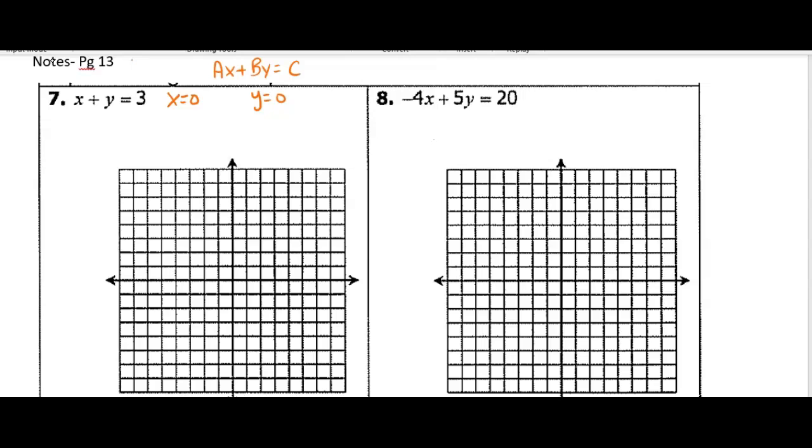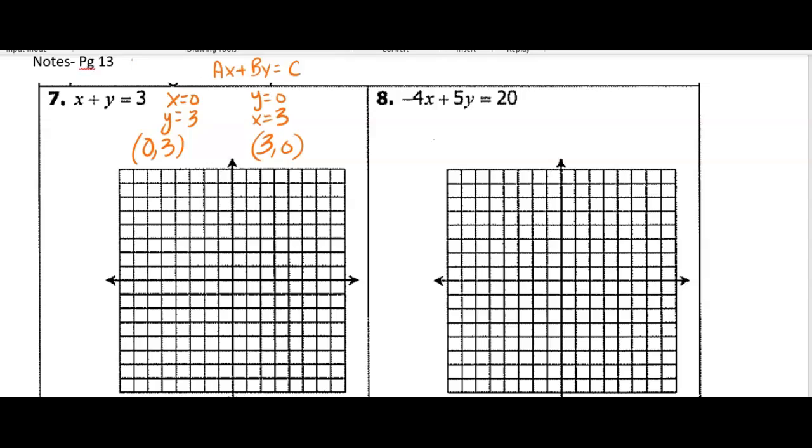But what happens when x equals 0, this goes away, and that just leaves me with y equals 3. And then when I do it again, when y equals 0, this part goes away, and that just leaves me with x equals 3. So if I write these as ordered pairs, I have 2 points. Remember, x always goes first, so I have 0, comma, 3. And then over here, I have x going first, so I have 3, comma, 0.